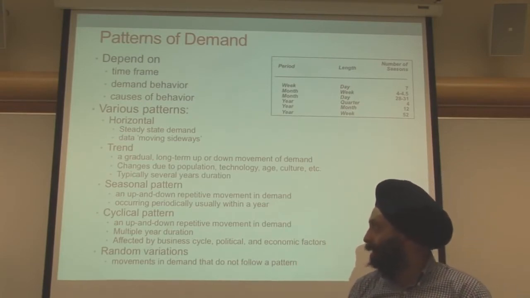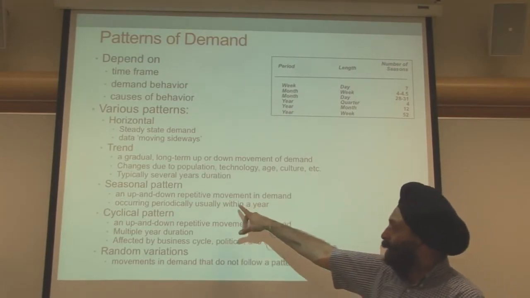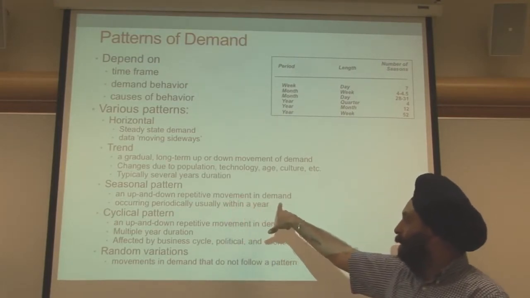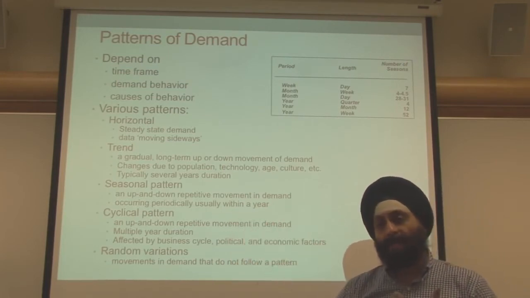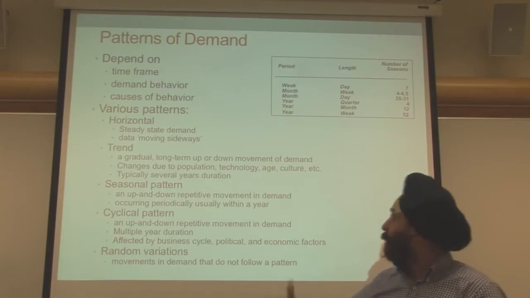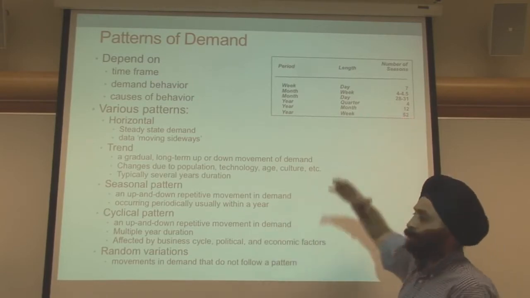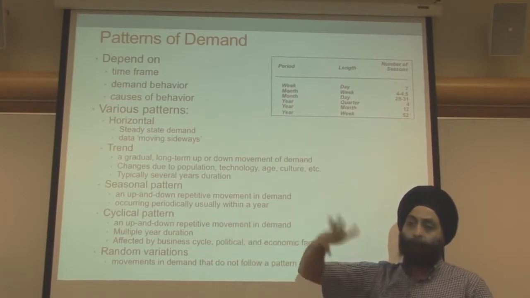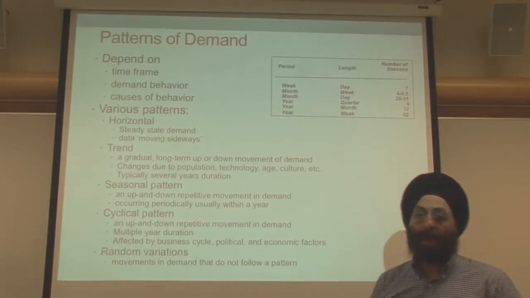A typical several-year duration that you tend to see. Then you have seasonal patterns. An up and down repetitive movement in demand occurs periodically, usually within a year. As a year has 4 seasons, or in this case, if you think of quarter, there are 4 quarters. So you can see quarterly seasonality or monthly seasonality, end of the month.